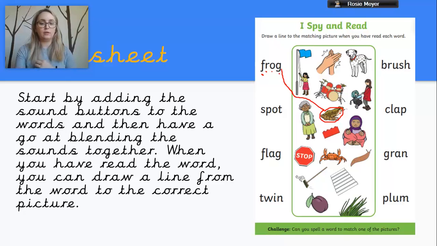When you have done all of the words on here, there is a challenge at the bottom. It says, can you spell a word to match one of the pictures? Okay, because not every picture will have a word. So one of the pictures that doesn't have a word is here. This is a crab. A crab. Now have a go at saying a word really slowly to hit all of the sounds, and then have a go, and you can add it to your sheet and write crab, okay? Or there's lots of other ones that you could have a go at on this sheet.